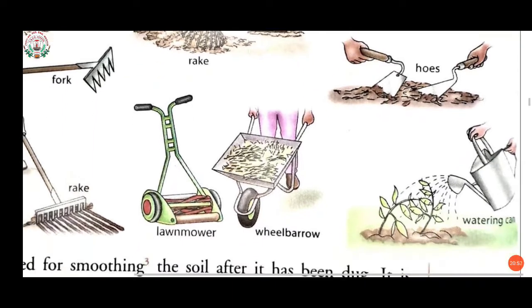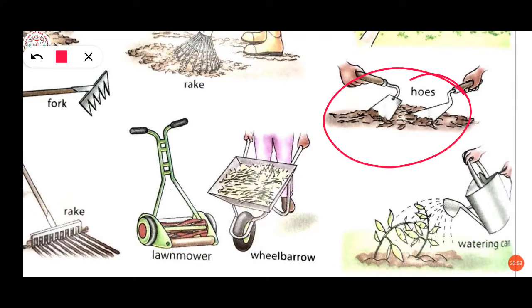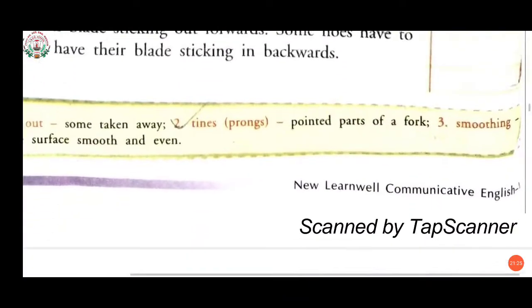Now there are various types of hoes. Here in this image you can clearly see two types of hoes. The most common is the Dutch hoe. What is the Dutch hoe? It has to be pushed and it has its blades sticking out forwards. This is the Dutch hoe. You can see its blades are sticking out forwards, and some hoes have to be pulled as they have their blades sticking in, on the backward side. So these are the hoes. Now the next one.